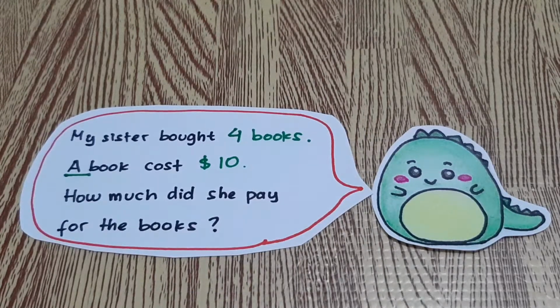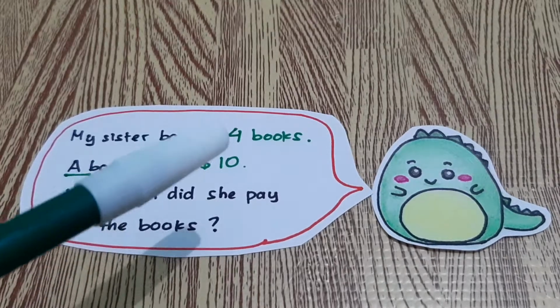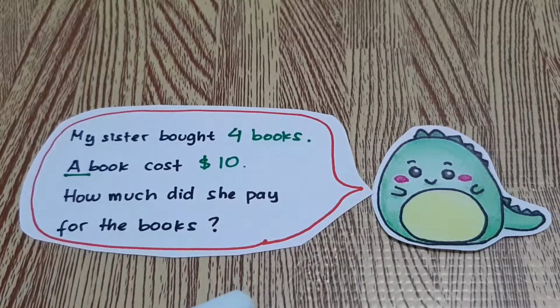My sister bought 4 books. A book costs $10. How much did she pay for the books? Okay, we have to analyze it sentence by sentence. You cannot just read the question and take the numbers. You cannot just do 4 plus 10 and say 14 is the answer. No, you have to understand it.